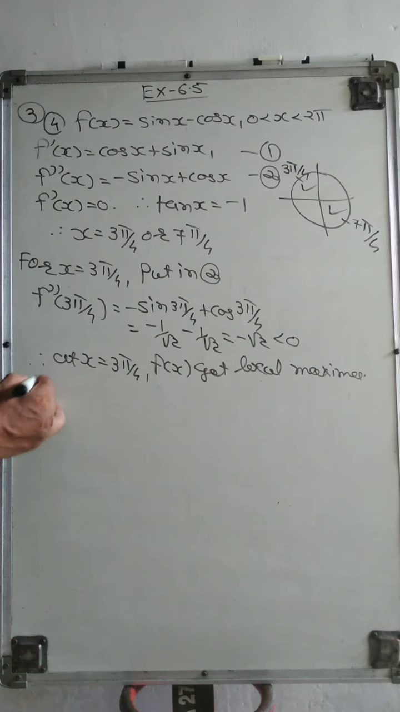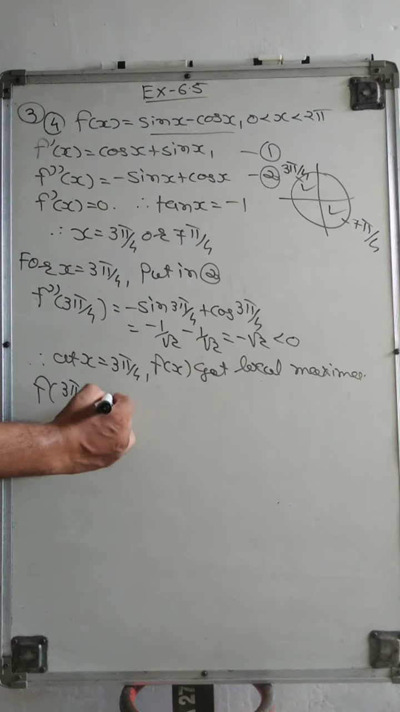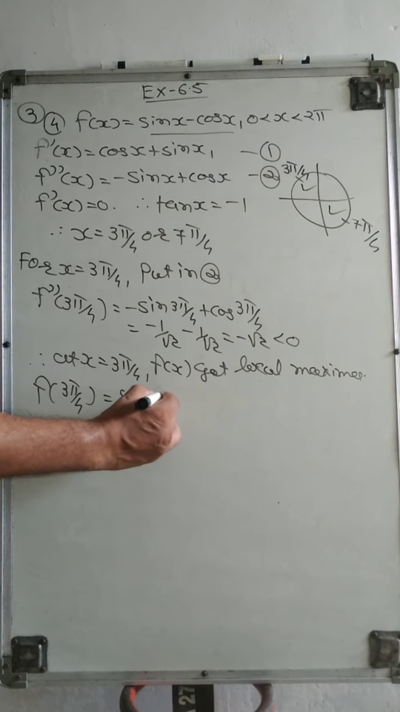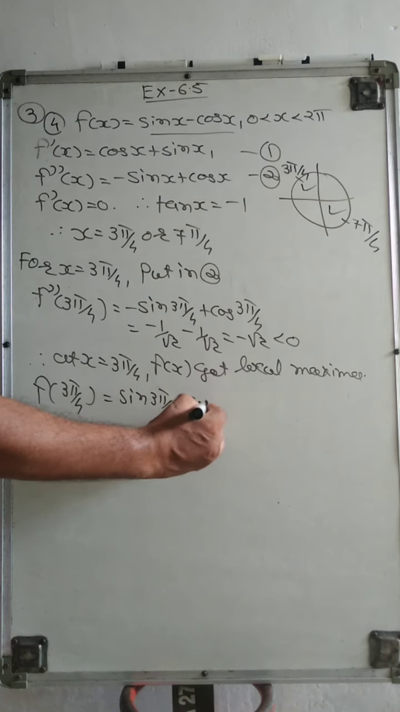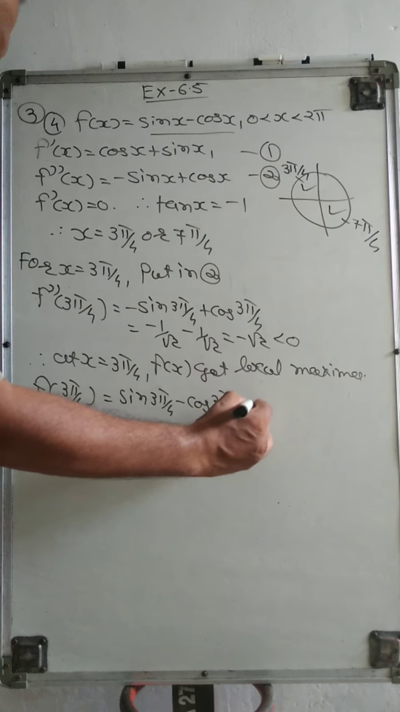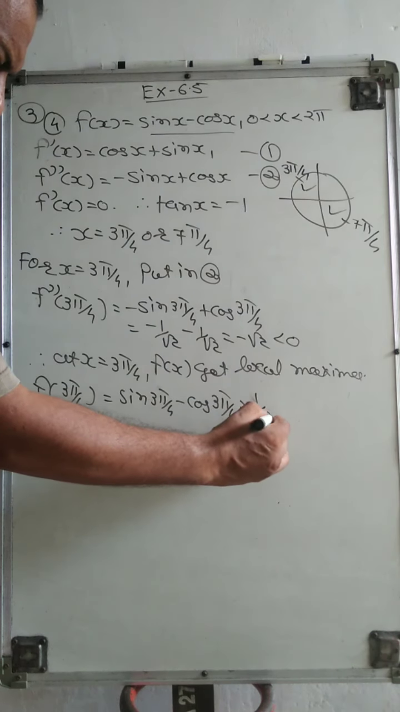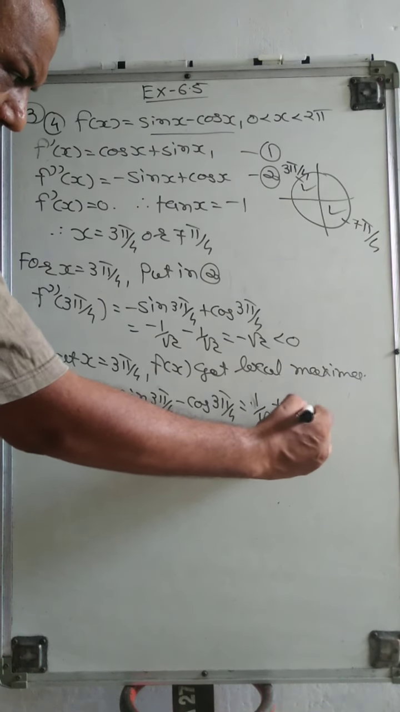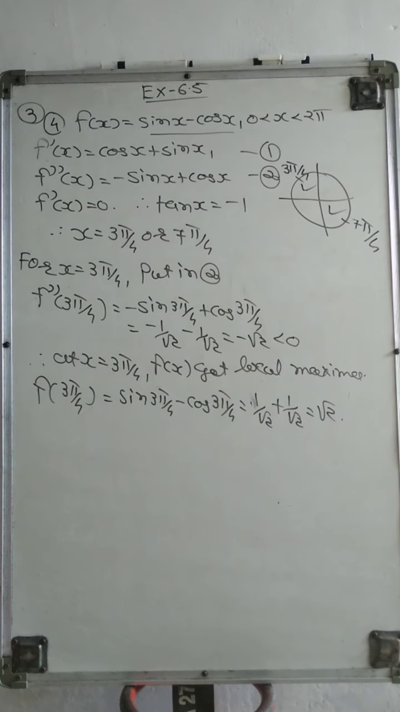And the value is f of 3 pi by 4. Here we put this value in f. So it is sin 3 pi by 4 minus cos 3 pi by 4, which is 1 upon root 2 plus 1 upon root 2, that is root 2. So this is our first value. Now we go for the second one.